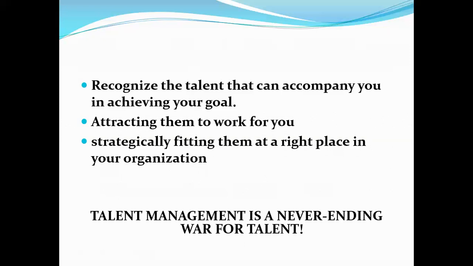Hence, we say that talent management is a never-ending war for talent. It is a fight between companies to acquire and attract the best of talent resources towards their companies. Okay, so there is also something called a stiff competition to attract talent and retain them in the companies, and that is why companies are also facing a lot of challenges these days.